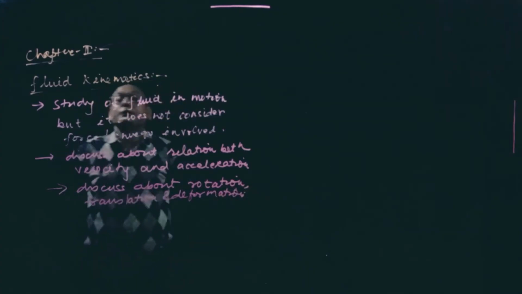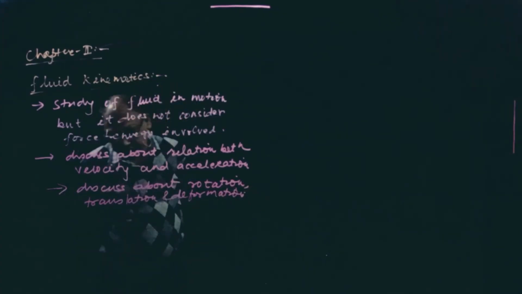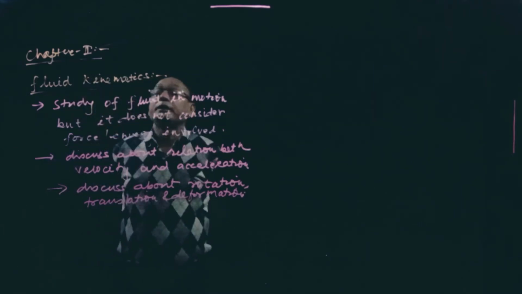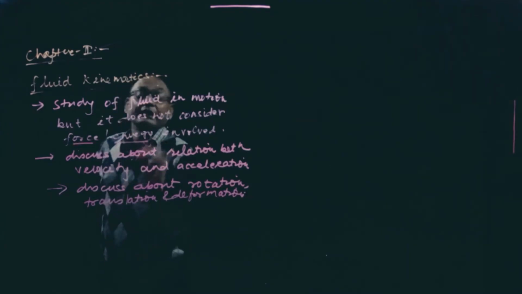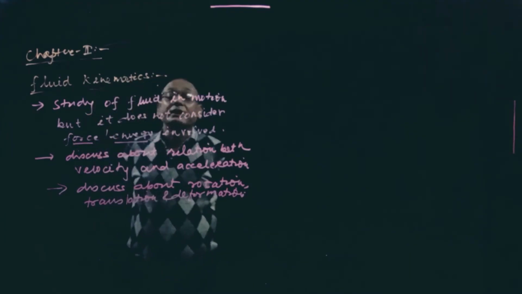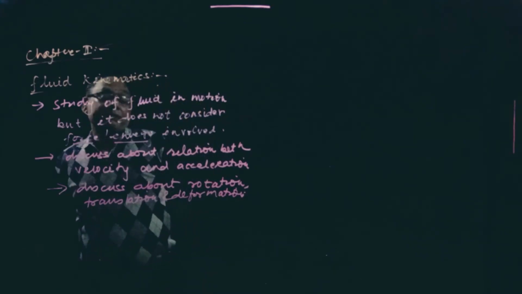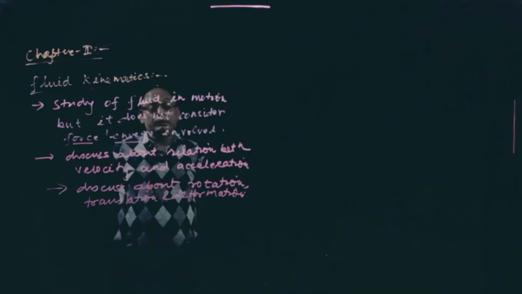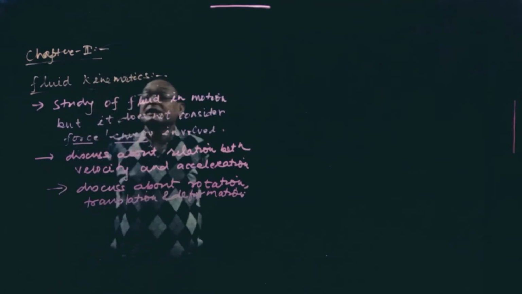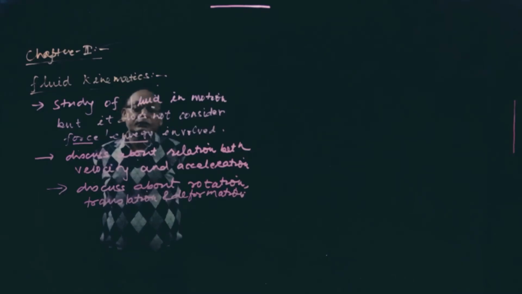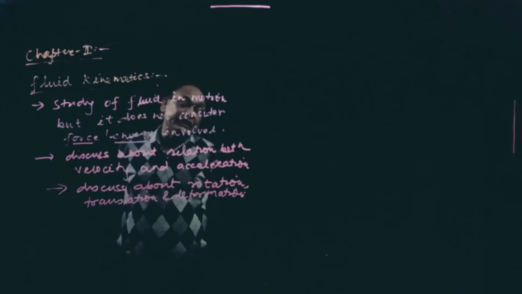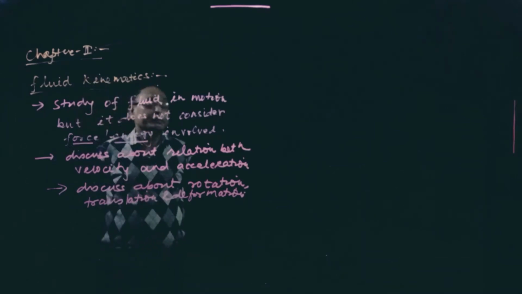So how are we going to define fluid kinematics? Fluid kinematics is a branch of fluid mechanics that deals with the fluid in motion without considering the force and energy involved. The force and energy is causing the motion, but we are not going to consider that effect. It also discusses the relation between velocity and acceleration. It also discusses rotation, translation and deformations. So this is your fluid kinematics.